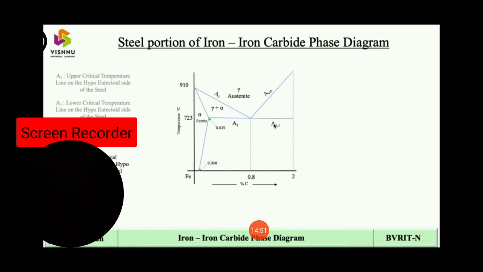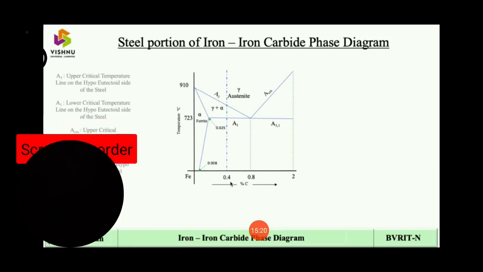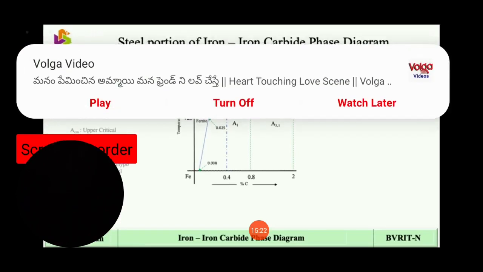A3,1 is the lower critical temperature line on the hypereutectoid side of the steel. Now, if at all we take an alloy composition somewhere at 0.4 percentage of carbon, and we try to understand the microstructure or the cooling of this 0.4 percentage of carbon, something like this.